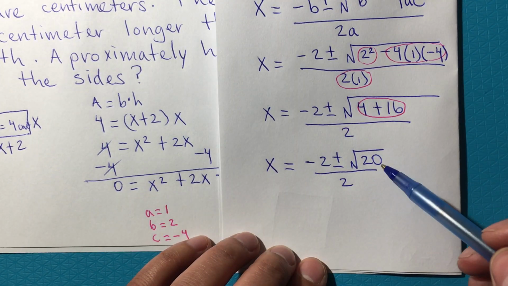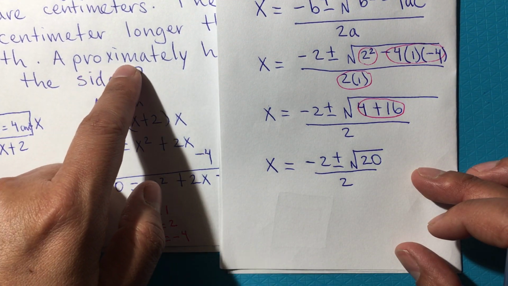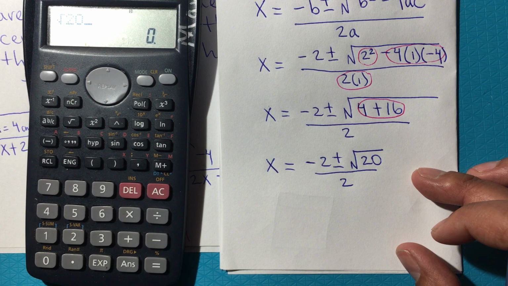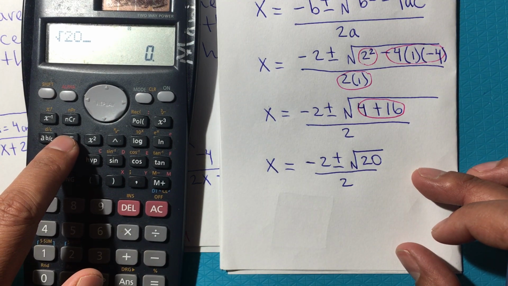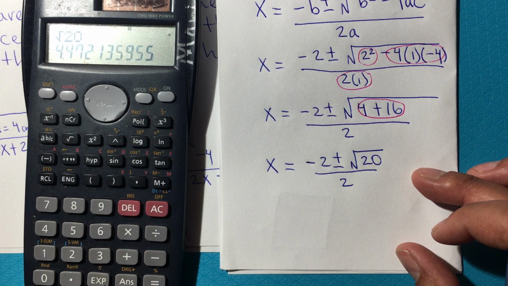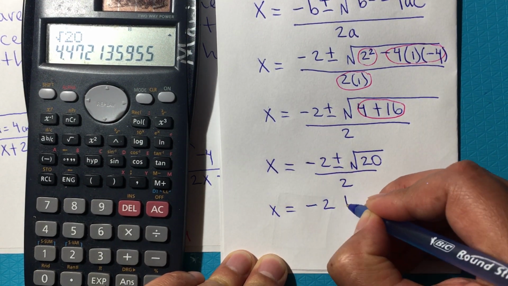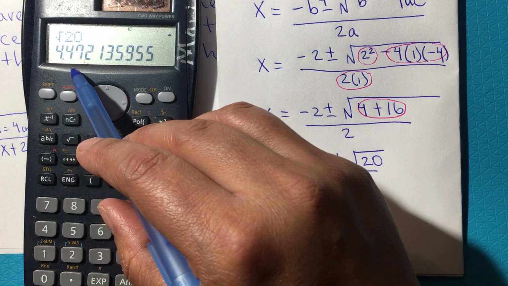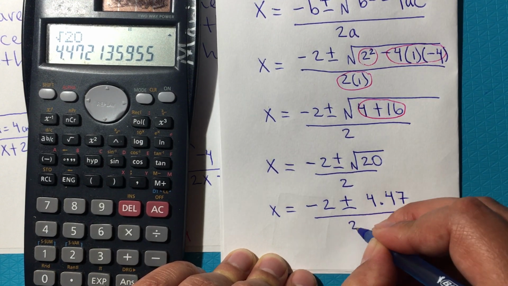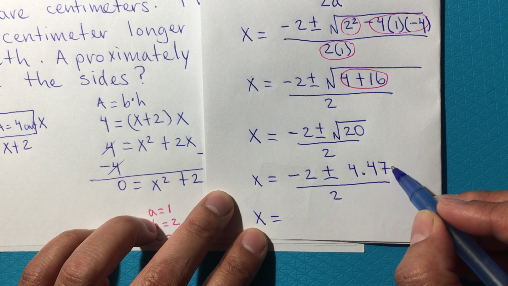So in here we can simplify if they ask for the answer in terms of square root. However, in here they're asking for an approximate. That means that we're going to take the square root of 20. And in some calculators, first you press the square root. Sometimes in other calculators, first you put the 20 and then the square root. So be careful with that. Press equal, and we're going to round it to the hundredths. So x is equal to negative 2 plus minus 4.47 divided by 2.